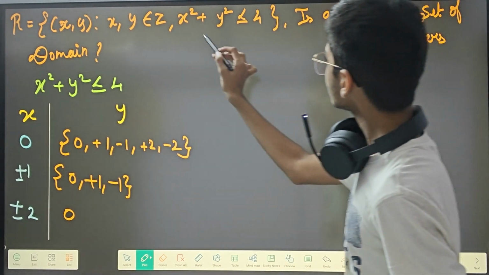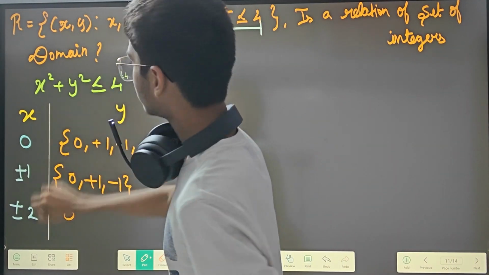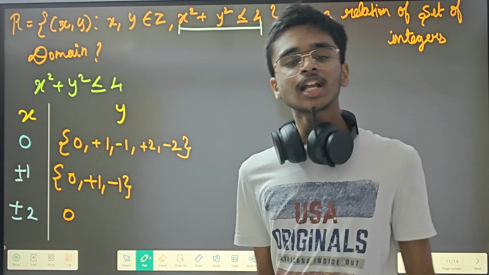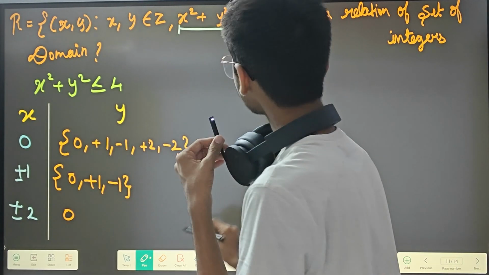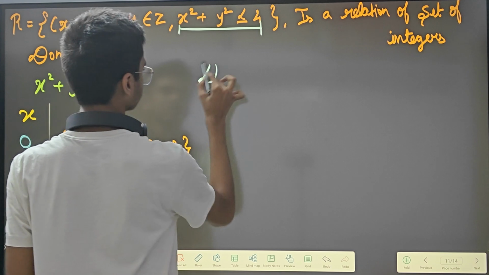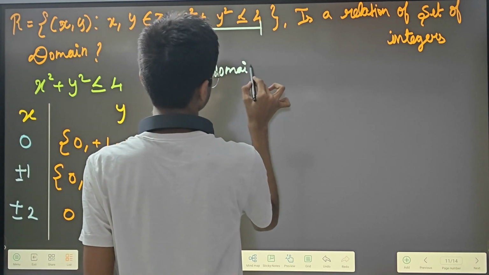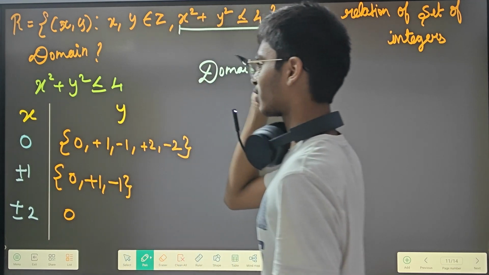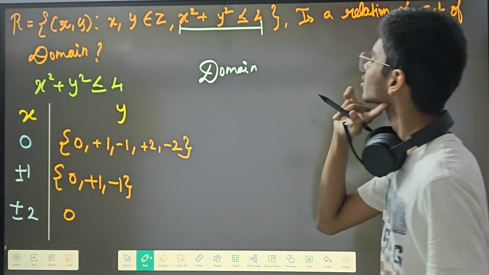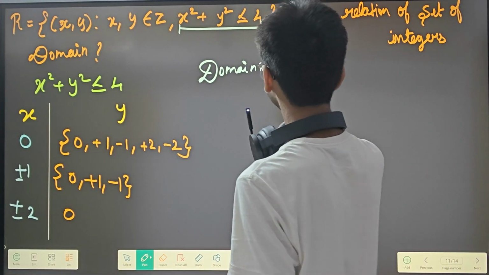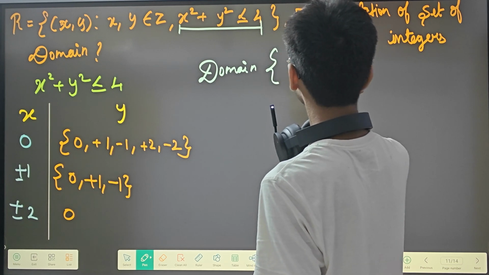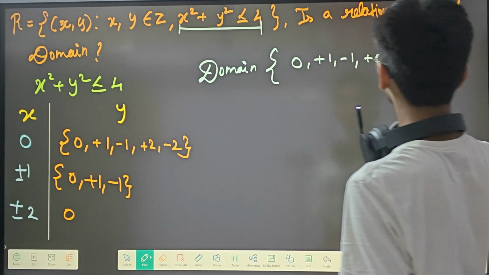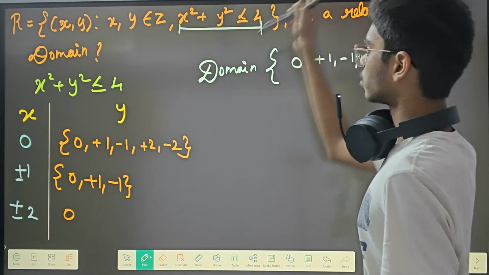So by using this condition, we have first put some values, and then we have checked whether those values satisfy this condition, and we have come to know that yes, it does. So the answer for this question is the domain. I thought there would be some sort of history for this question. No, there is no history for this question. The domain is actually 0, plus 1, minus 1, plus 2, then minus 2. So this is what it is.